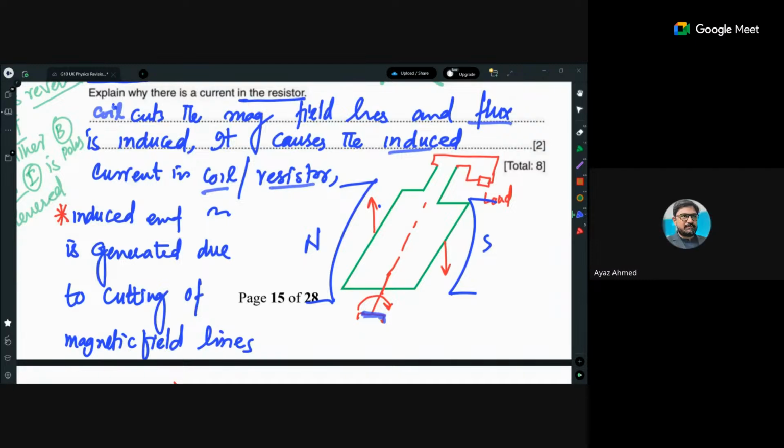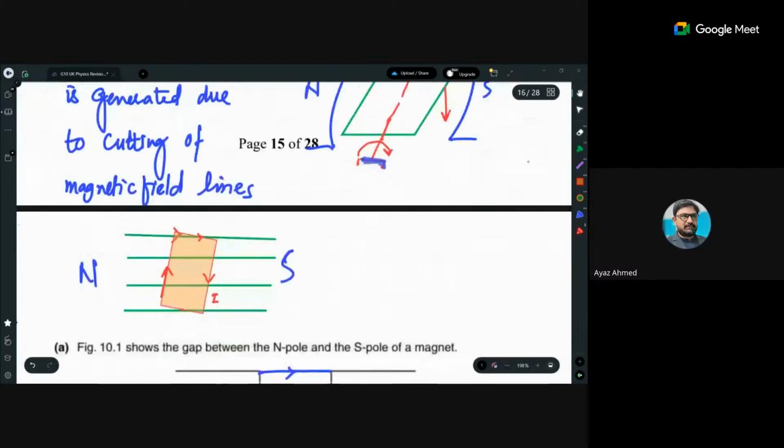When magnetic field lines are cut, what happens? The coil causes an induced EMF. Induced means temporarily produced. Induced EMF means temporarily produced EMF. Okay. Yes, sir. I've got it.